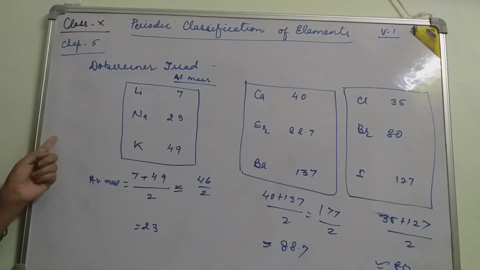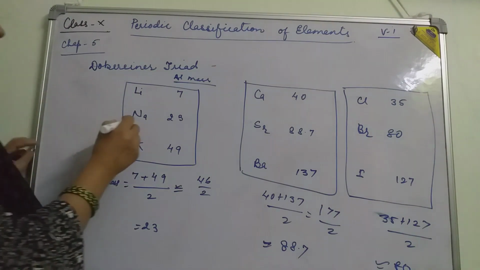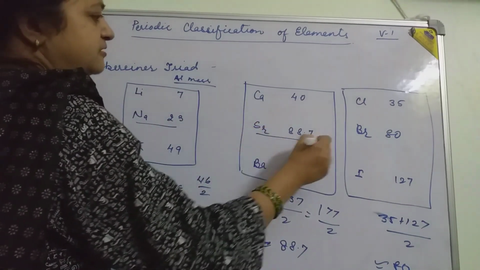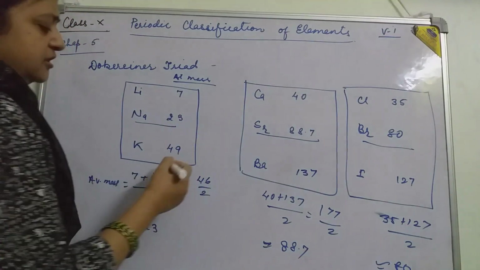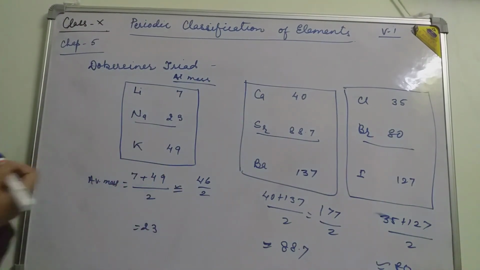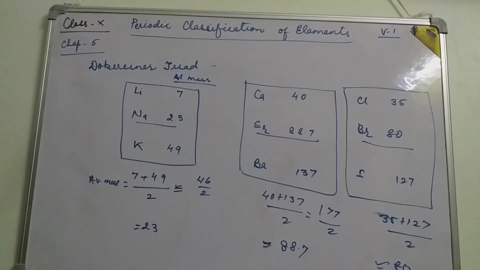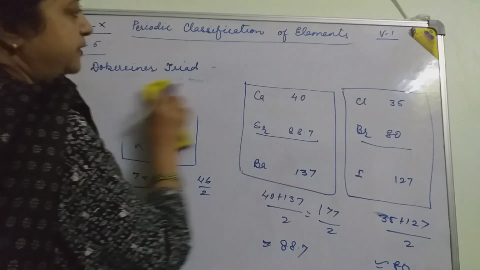But there were only 3 triads at that time. Only 30 elements were known and only 3 triads were possible. But he tried very well for their classification and marked a property: the average of the first and third will be the mass of the middle one. So first write what the Dobereiner triad is.